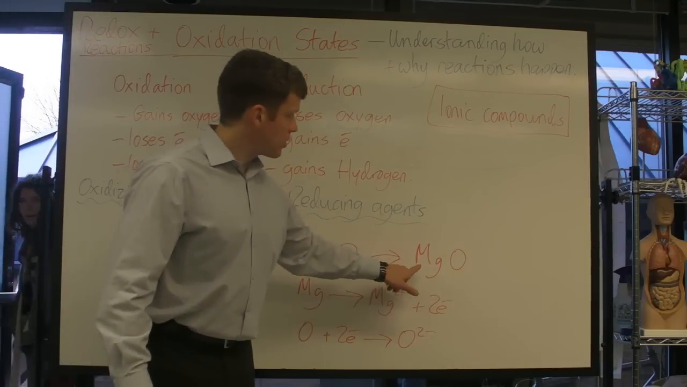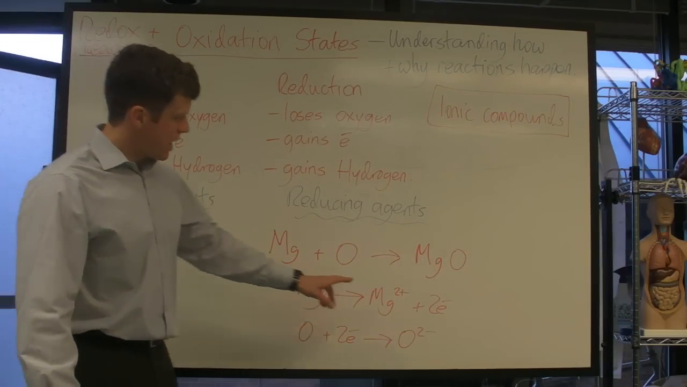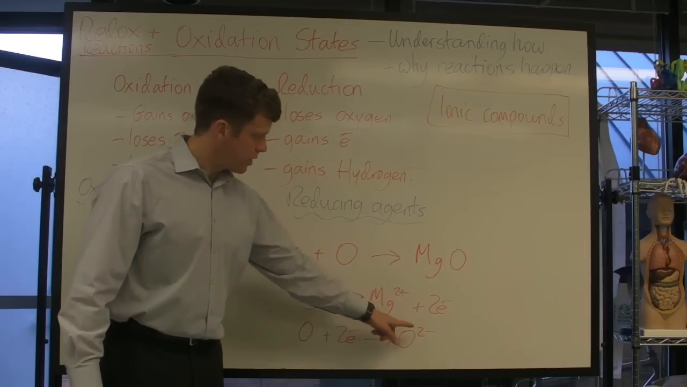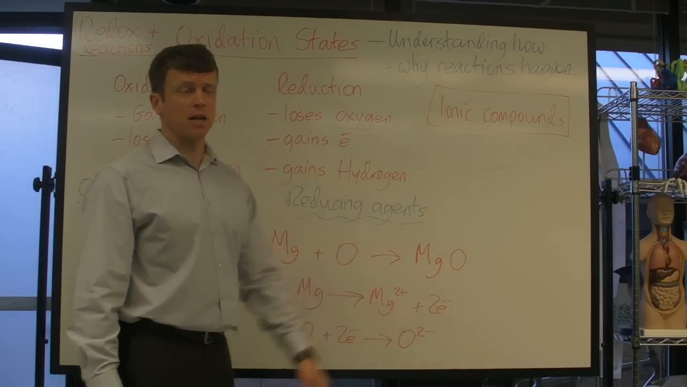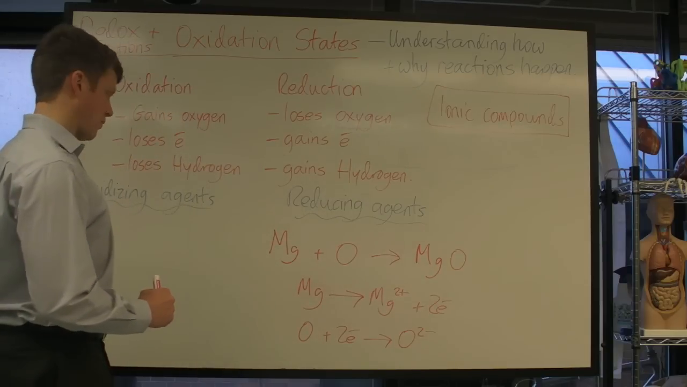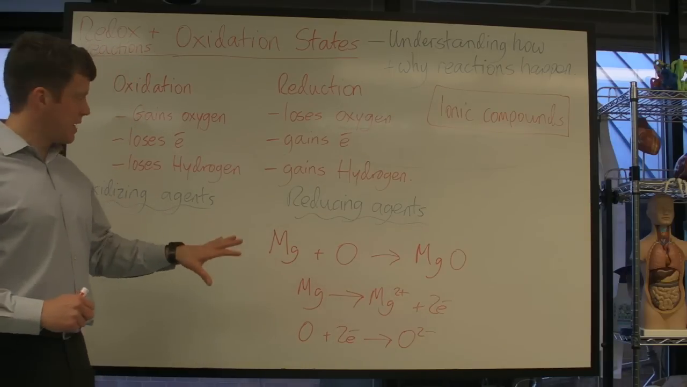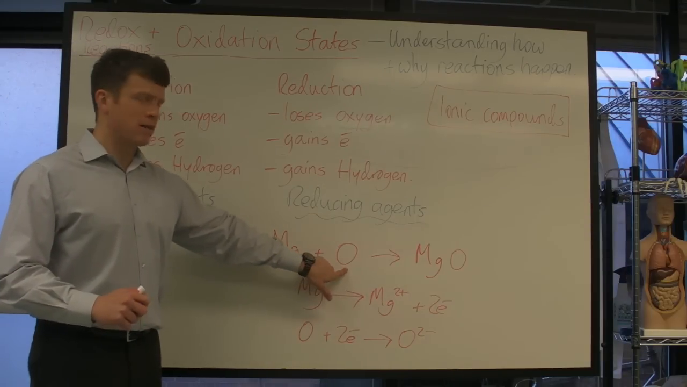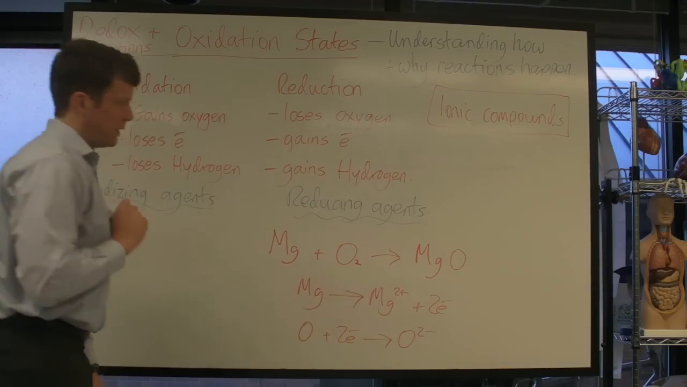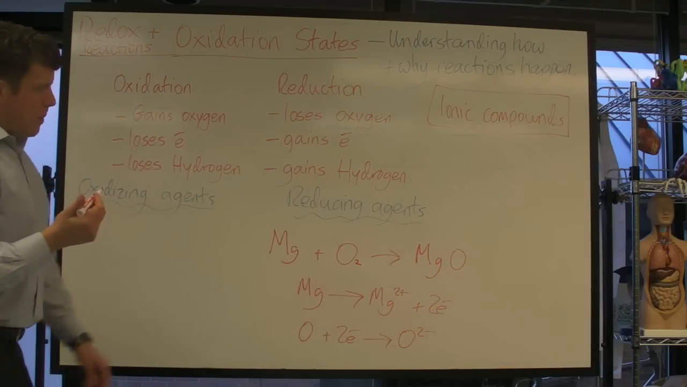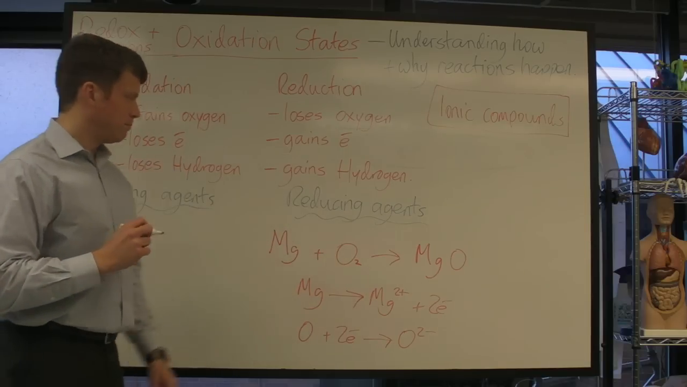So we actually form magnesium oxide. As it turns out, these charges balance each other because you've got a 2 plus and a 2 minus. So this formula would actually be correct. There's a little bit more to say with this formula because oxygen doesn't exist as a single atom in the atmosphere. It actually exists as O2. So I need to show that because it's actually a pair of atoms, not a single atom.